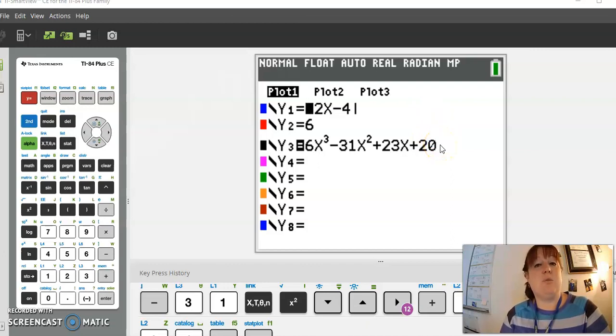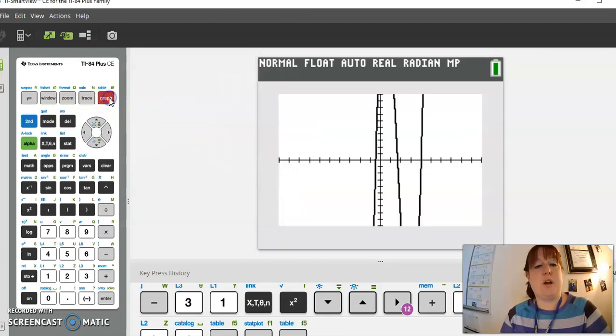There are a lot of times when we can use a calculator to find the zeros or the solutions to an equation. So imagine I have this equation, 6x cubed minus 31x squared plus 23x plus 20 equals 0. I need to figure out where it's true. What I'm trying to figure out is, where does this function equal 0? Don't you think I could just graph it, find where the function equals 0, and there are my answers, right? So that's what I'm going to do. I'm going to graph it.